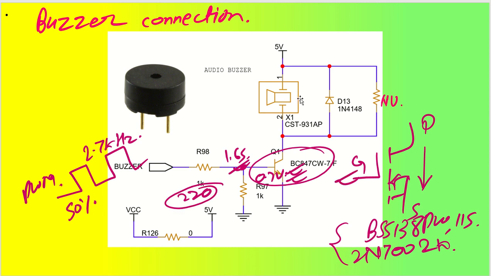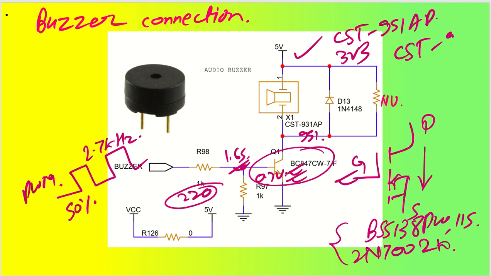Okay, now this magnetic transducer buzzer is connected here. This is taken from CUI Devices, the CST32L053. If you have a 5 volt rating, then you utilize 951. So the part number will be CST-951AP for 5 volt application, and for 3.3 volt application audio buzzer you can utilize CST-931AP. So 931 will be for 3.3 volt application and 951 will be for 5 volt application.